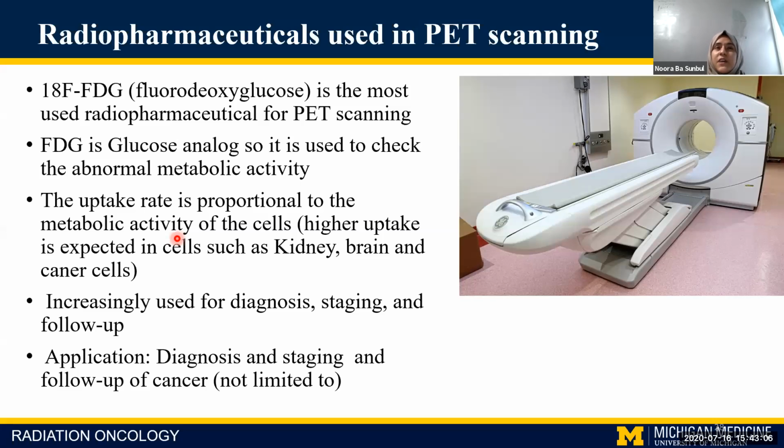There are specific organs that are known to have higher uptake, for example, the brain and the kidney. However, cancerous tissues have the advantage of a higher reproduction rate and thus higher metabolic activity, and that will increase the intake for any specific region that is cancerous tissue. So that's why a PET scan is increasingly used, not just for diagnosing.